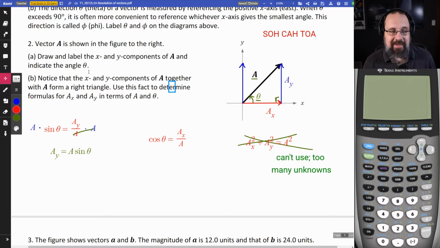And now we can see the same thing happens again, just like over here, where we knew theta and A, we know theta and A, and now we can find AX. And all we have to do is just multiply both sides times A. So I'll go ahead and do that. So put my little multiply here. Multiplying both sides by A.